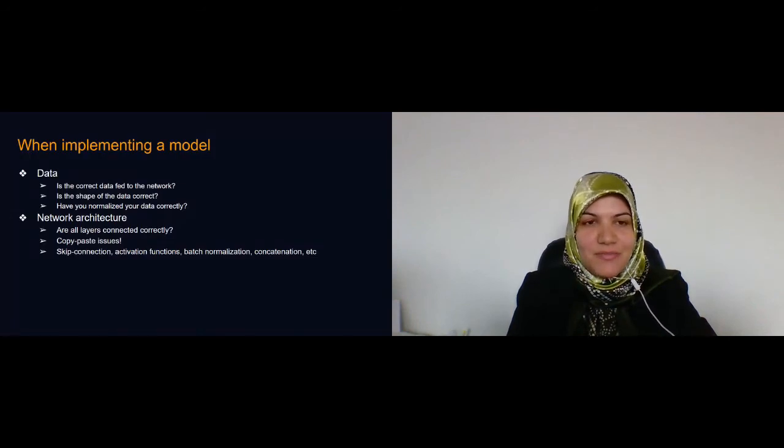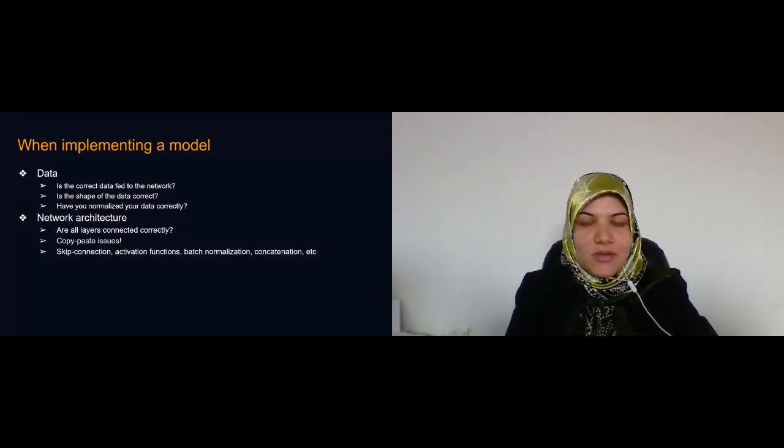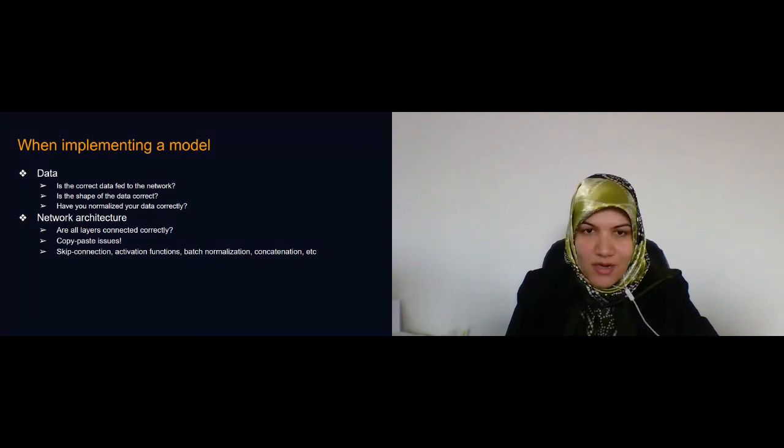We need to make sure that we are feeding the correct data to the network, and the shape of the data is correct and the normalization is correct. Regarding the architecture of the network, we want to make sure that all the layers are connected correctly. We don't have copy-paste issues from copying some layers and forgetting to change the inputs or hyperparameters. And we want to make sure that we have all the skip connections, activation functions, batch normalization, and concatenations correctly.